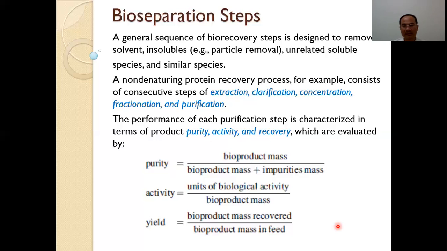If the yield is 90%, or the yield is 0.9, something like this, its fraction is 0.9. In percent, it is 90%. That means 90 mass of product you can recover, and 10 you cannot recover, out of 100%. This is the meaning of it. This also equals the economics of the yield.